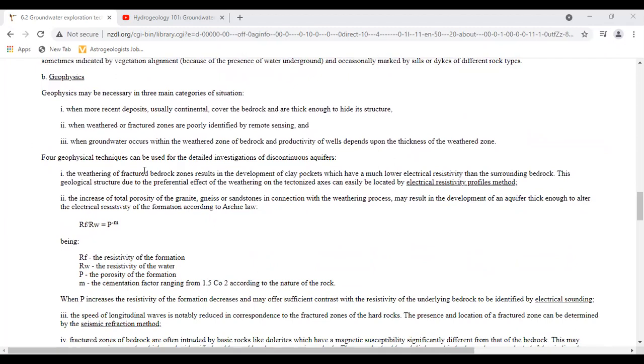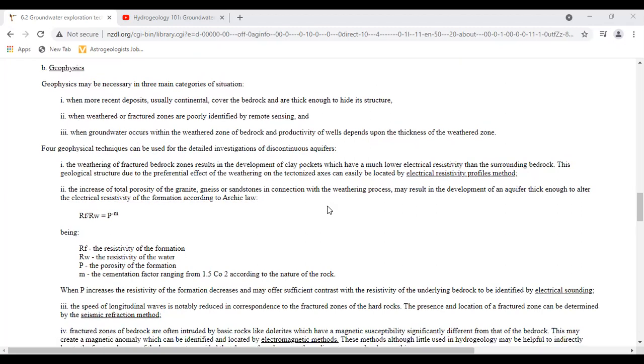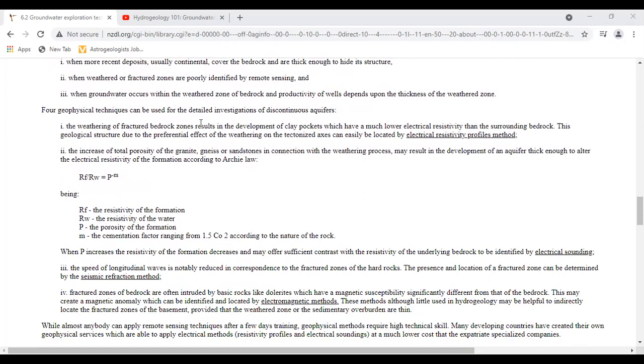Four geophysical techniques can be used for the detailed investigations of discontinuous aquifers. The weathering of fractured bedrock zones results in the development of clay pockets which have a much lower electrical resistivity than the surrounding bedrock. This geological structure, due to the preferential effect of the weathering on the tectonized axis, can easily be located by the electrical resistivity profile method.